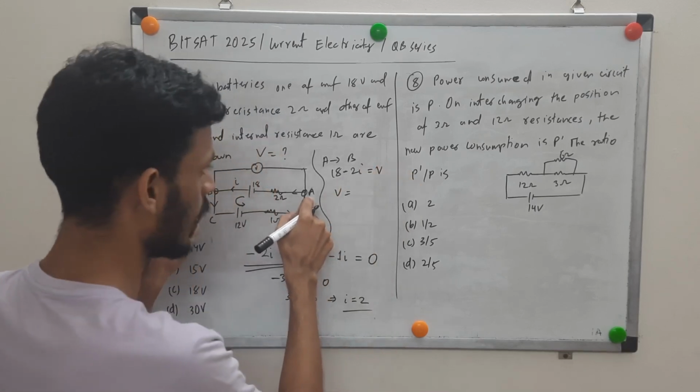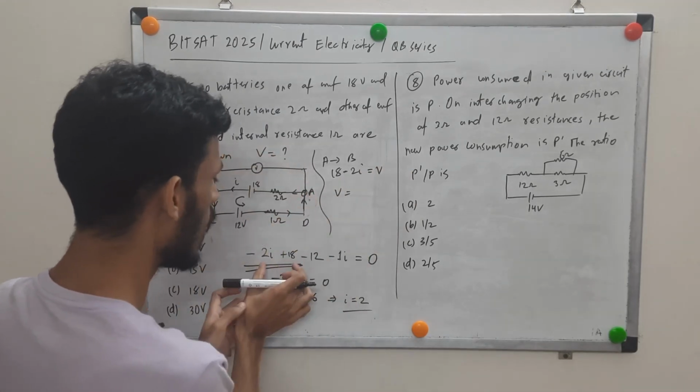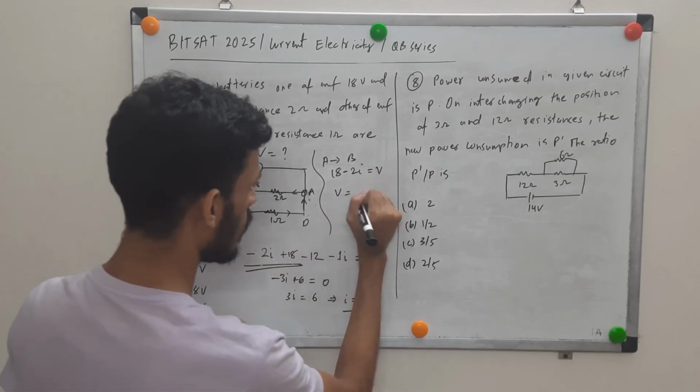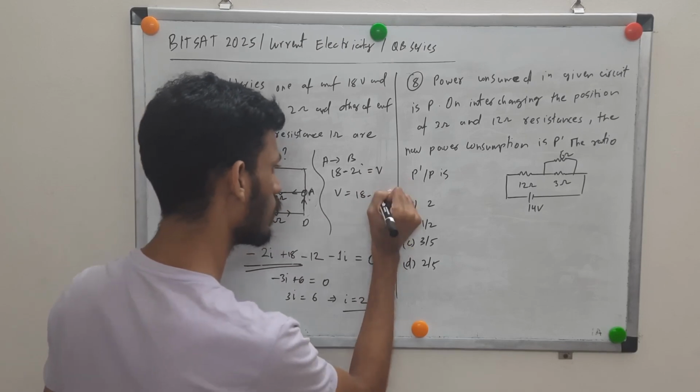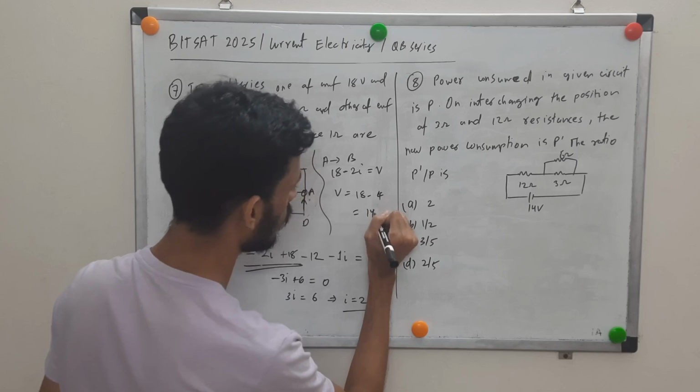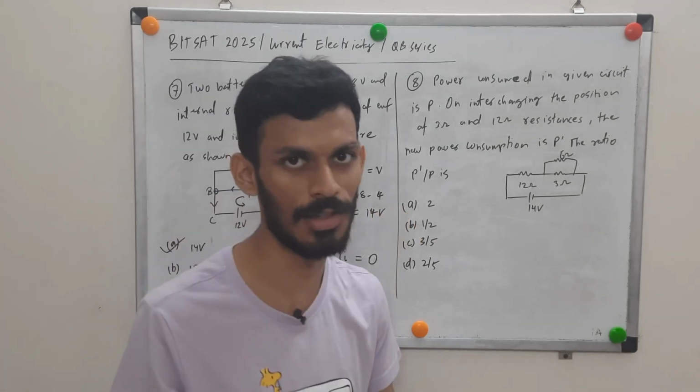So from here to here we are going. That is what we want, the voltage across these 2 points. Which is 18 minus 2I. So 18 minus 2 times I. 2 2s are 4. So that will be 14 volts, which is option A. That is your correct answer.